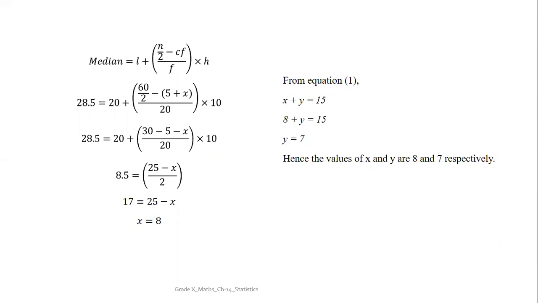Now from the first equation, we have x plus y is equal to 15. So 8 plus y is equal to 15. So y is 7. Hence, the values of x and y are 8 and 7 respectively.